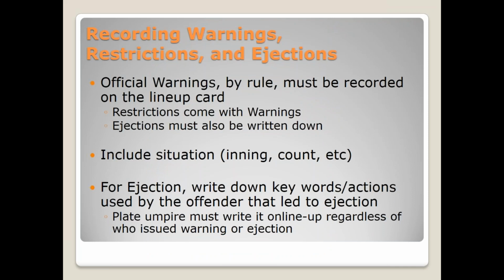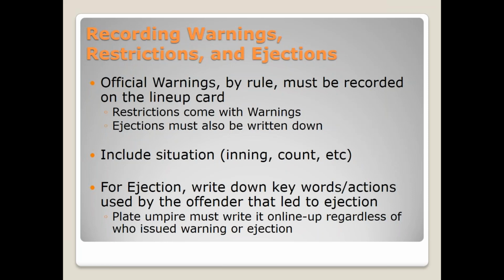Okay, another piece of information that you have to write down is warnings. Warnings, restrictions, and ejections. By rule, an official warning in high school has to be written down and it comes with a restriction. So you definitely need to write down everything about that warning. Anytime you have a warning or a restriction or an ejection, you want to include absolutely everything. The inning, the count, the batter, the pitcher, everything that you can write down needs to be written down.